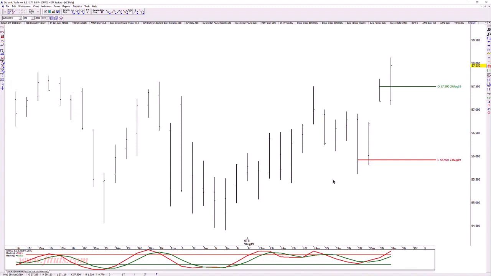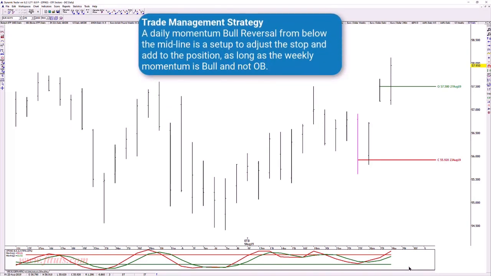They've added one bar. Nice follow through. We like to see that. So before we even continue, we can outline what our strategy is. Our strategy is the next cycle and bull reversal in the daily momentum. Number one, as long as the weekly momentum is not overbought, that would be another opportunity to go long on a dual time frame momentum setup, and then also to adjust the stop on the existing long position.